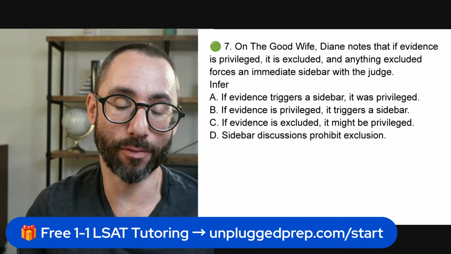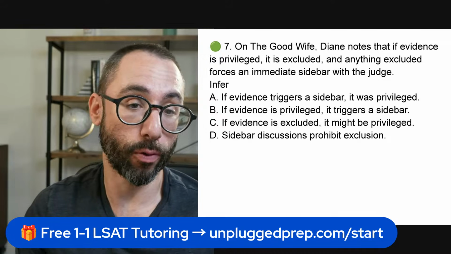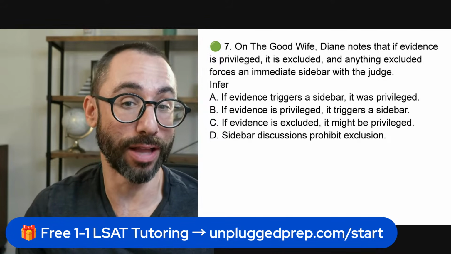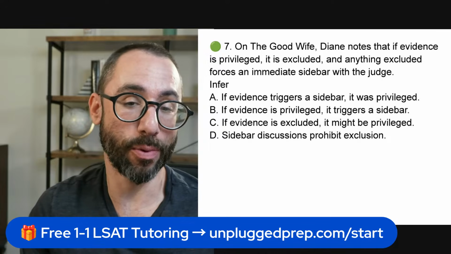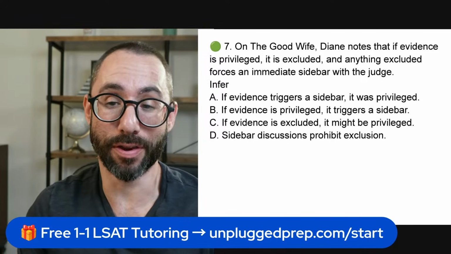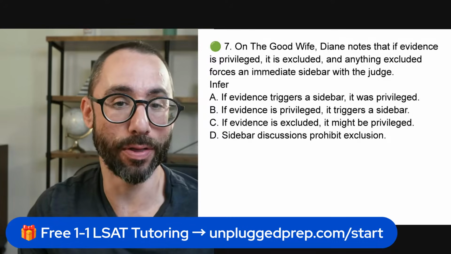And note, by the way, that of course, again, directionality matters. Choices A and B, for example, are the reversal of each other. They are not logically equivalent to each other. They're different. In A, we have sidebar in the sufficient and privileged in the necessary. In B, we have privileged in the sufficient and sidebar in the necessary.